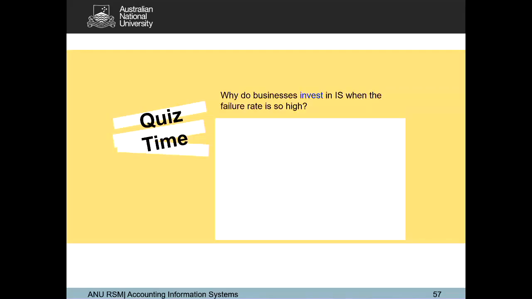Exactly, the return outweighs the cost. This is why people would jump into IS development no matter what, because the potential return could be so high. Okay?